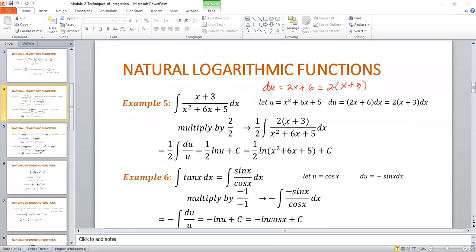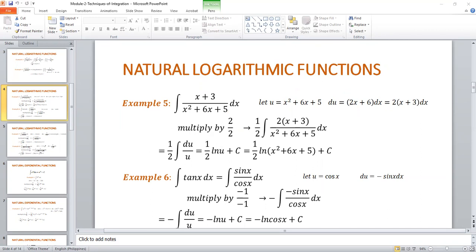You need only to multiply it by 2. So you multiply by 2 here and you place 1/2 before your integral, equivalent to multiplying by 2 over 2. So it's in the form of 1/2 du over u already. So 1/2 ln of u, 1/2 ln of x squared plus 6x plus 5, because that's your u. Okay? Do you get it?